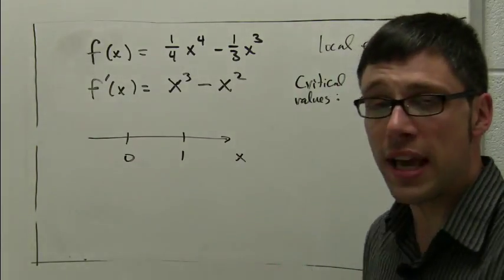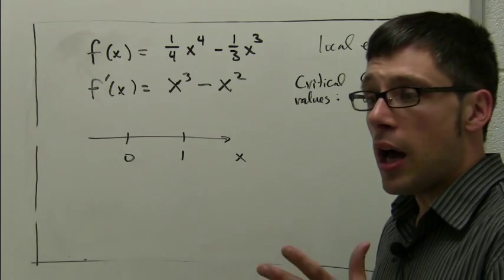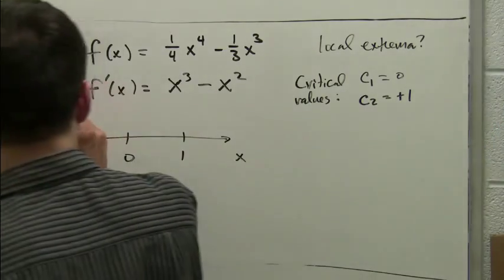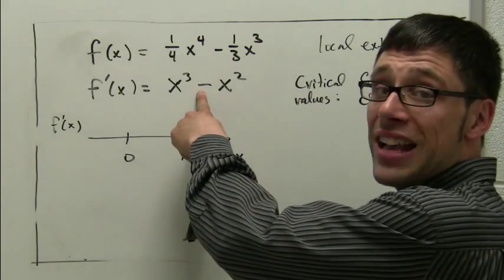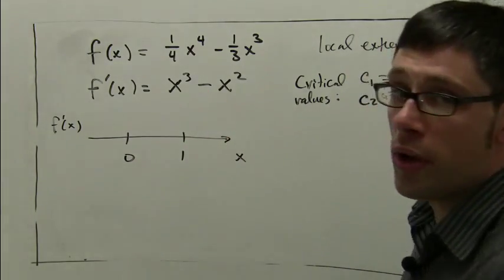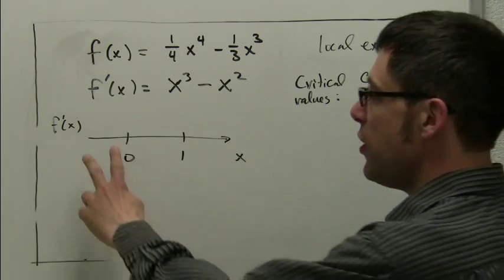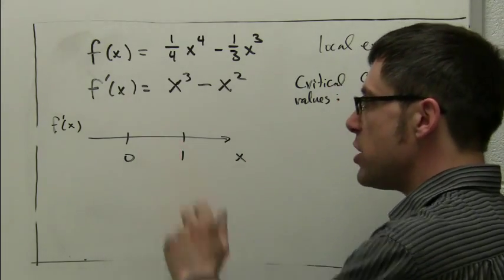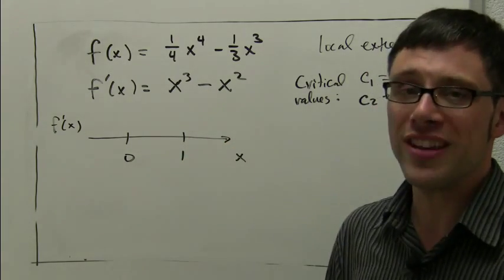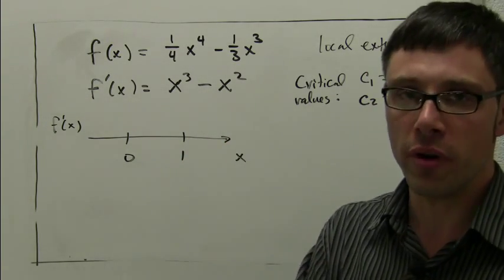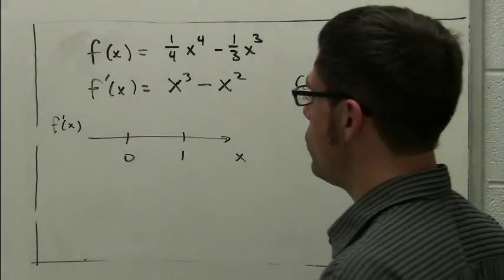What I need to know again is the sign of the first derivative. So I'm going to put down the first derivative. Here's my first derivative as a function. And all I need to do is plug in one x value in this region, one x value in this region, and one x value in this region into the function to determine the sign of the first derivative there. Let's go ahead and do that.